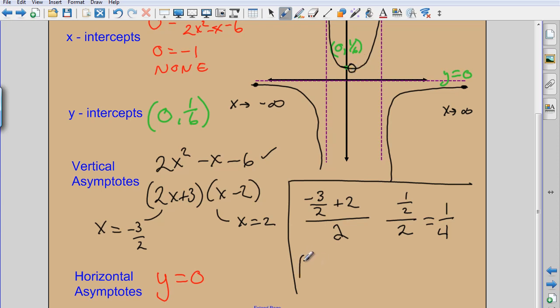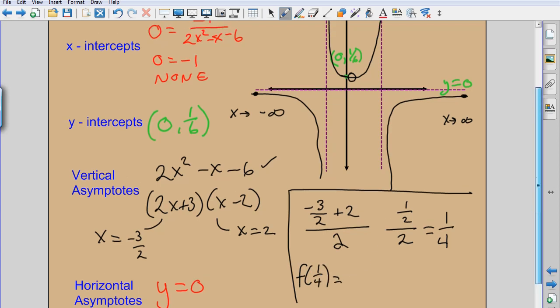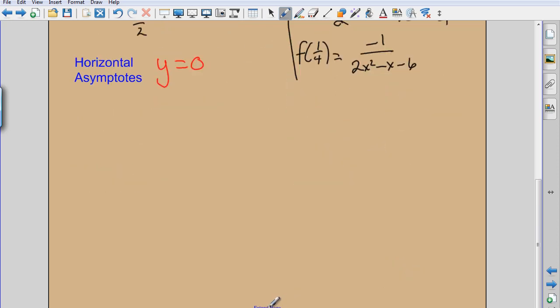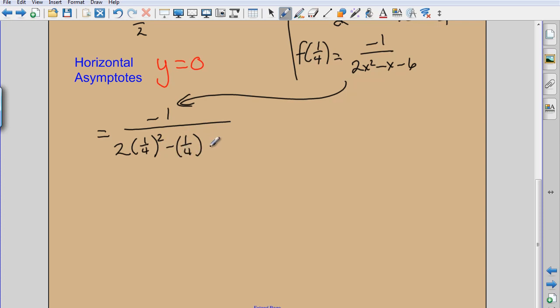So to get the y value, we plug it back in to the original function. If we look back up, it was negative 1 over 2 x squared minus x minus 6. Now, this is going to take a little bit of work to simplify, so I'm going to move this over here so we can go a little bit larger. To solve for that y value, I have negative 1 over 2, I need to enter in the 1 over 4 and square it and subtract it. I'm going to use some brackets there and then subtract 6.